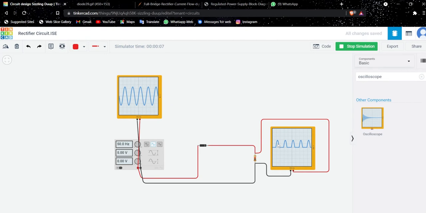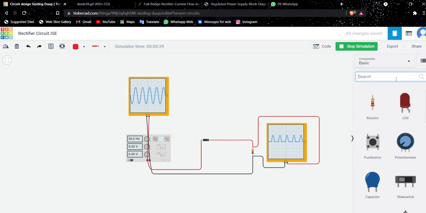but here only the positive cycle is present, and there is zero output during the negative cycle. When the positive supply is connected here in the positive cycle, it is a forward bias loop, so current will pass through it, and you can see this is the output. But during this negative cycle, it is reverse bias, and as we know, a diode acts as an open circuit in reverse bias, so there will be no current flow and there is no output here.